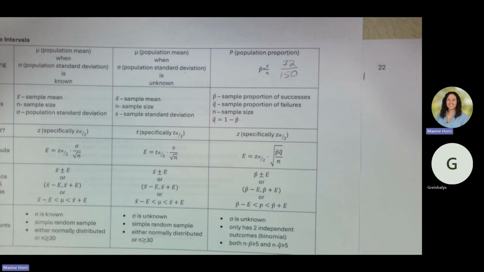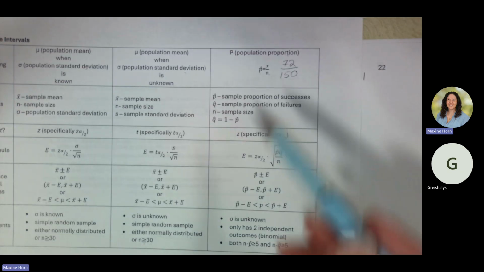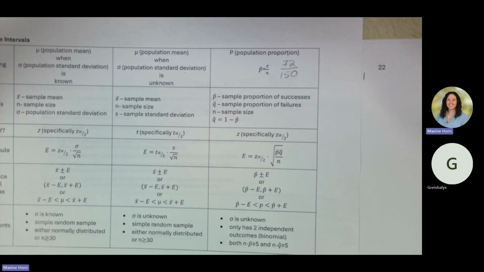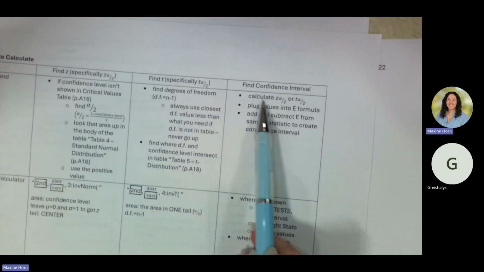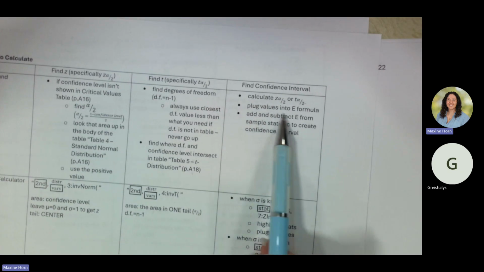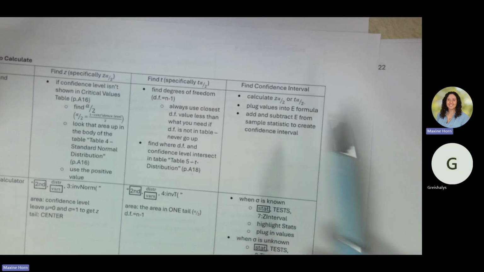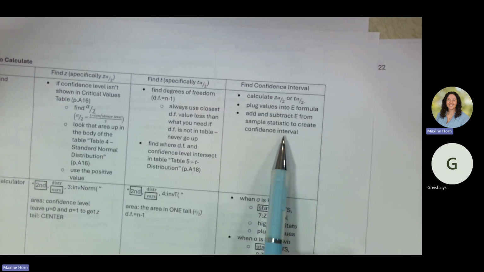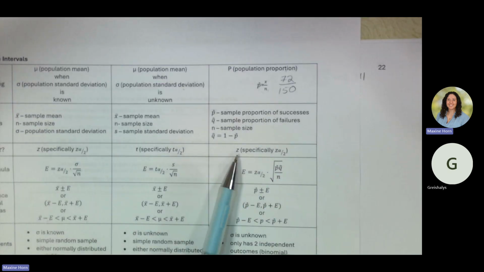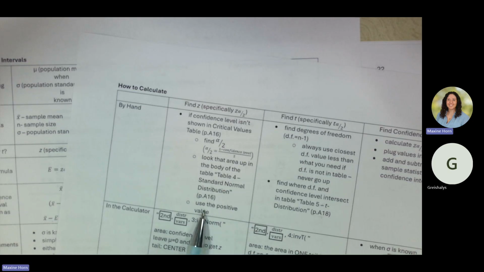Okay, good. All right, so we're going to do this by hand, and then we're going to do it just in the calculator. So how do we do it by hand? We calculate our z alpha halves. We plug the appropriate values into our error formula. We add and subtract our error from our sample statistic to create the interval. Okay, so for proportion, we're going to get a z alpha halves. So how do we find our z? If our confidence level isn't shown in the table, we have to do that. So what's our confidence level?